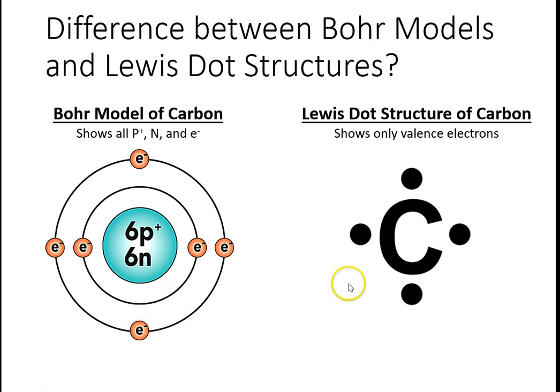However, when we look at the Lewis dot structure, it's only going to show the symbol for the element and then also the valence electrons that are present. So carbon only has 4 electrons in its valence shell, and so we see only those 4 electrons present around that symbol for carbon.